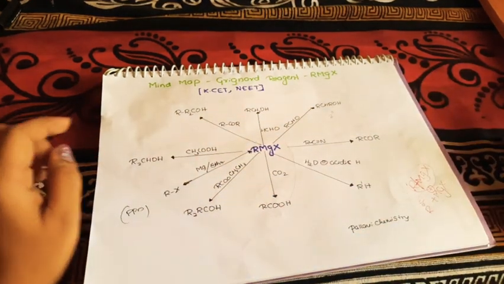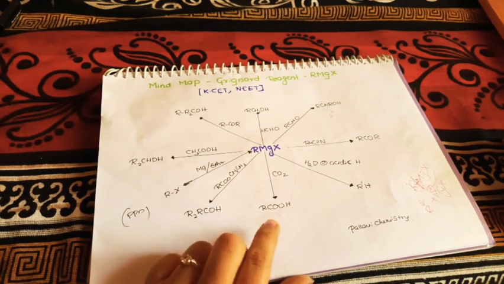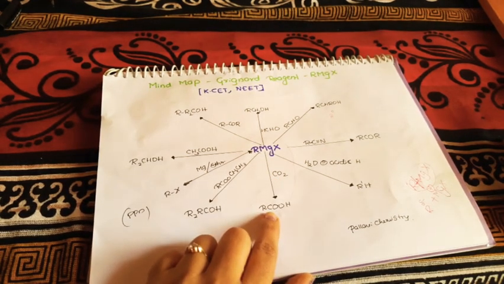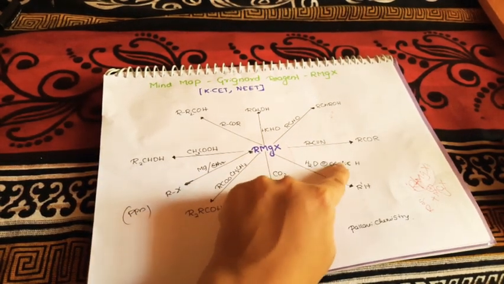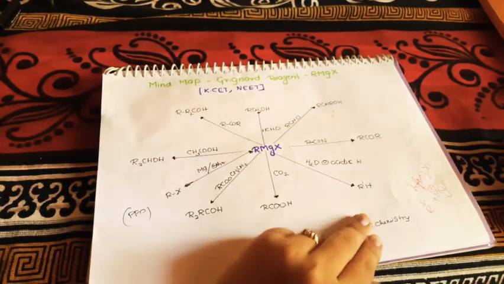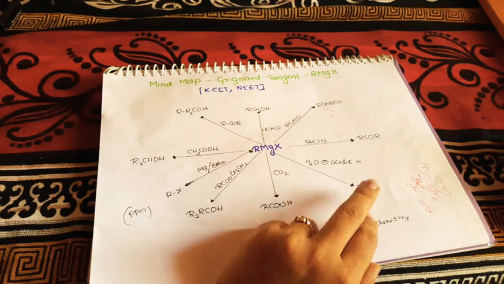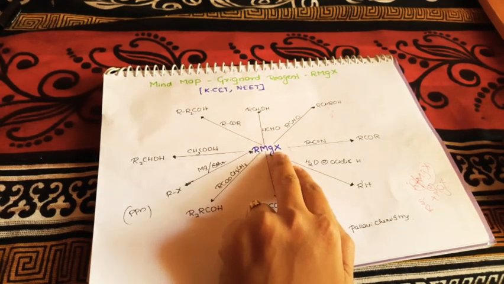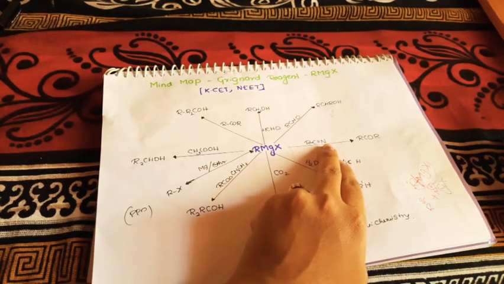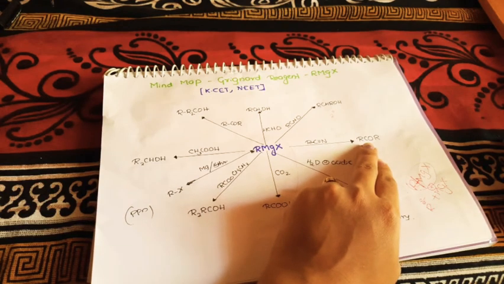Whenever the Grignard reagent is treated with carbon dioxide followed by hydrolysis, it gives the respective carboxylic acid. And when this Grignard reagent is treated with water or with acidic hydrogen or H plus ion, it results in the formation of an alkane, the respective hydrocarbon, dear students. And the last one, when the Grignard reagent is treated with an alkyl cyanide, it gives the respective ketone.